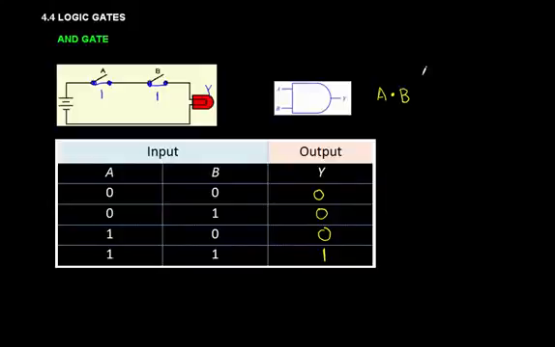So this is the representation, the Boolean algebra A dot B, which is representing the AND gate. So it's something like multiply. So 0 multiplied by 0 is 0, 0 multiplied by 1 is 0, 1 multiplied by 0 is 0, and 1 multiplied by 1 is 1. So in summary, the output is 1 only when both A and B are 1. Notice when both A and B are 1, then the output is 1. Other than that, all are zeros.